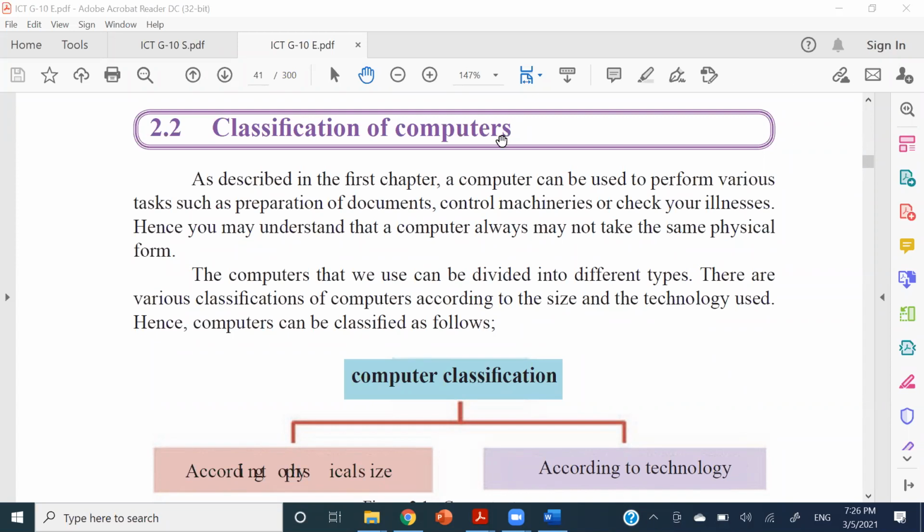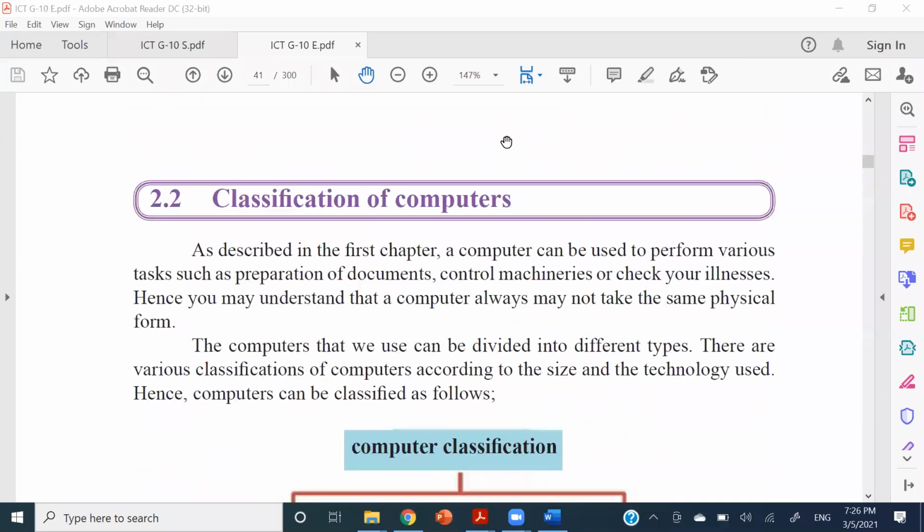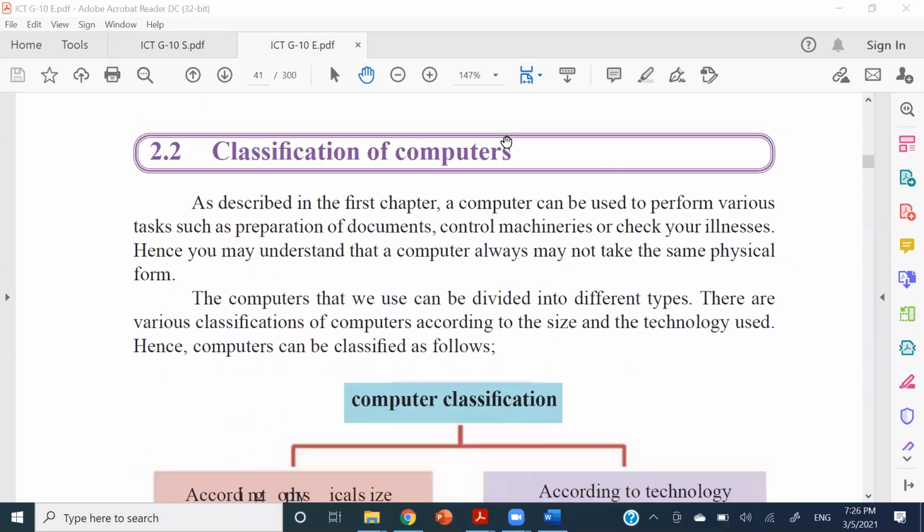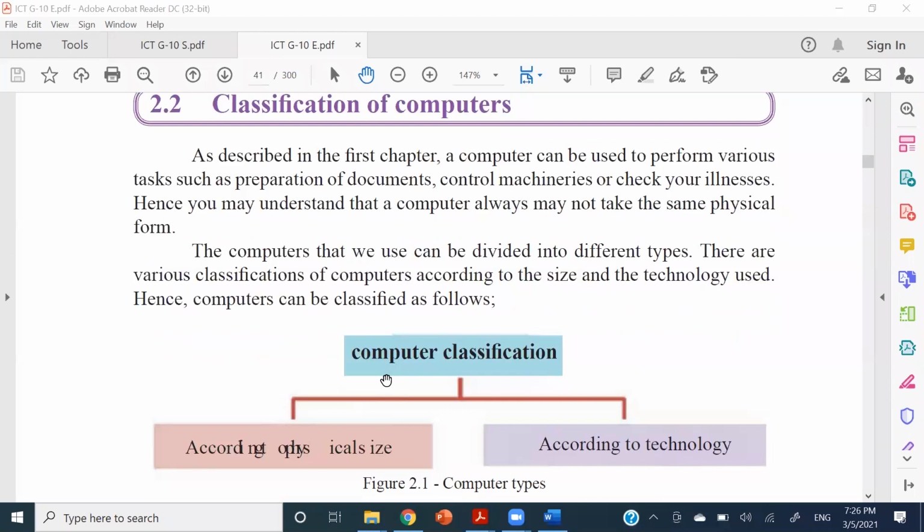All right, people. So have the heading classification of computers, and it's better you have this diagram. The orange color one is according to physical size, and the other one is according to technology. So put the heading classification of computers, then the diagram.